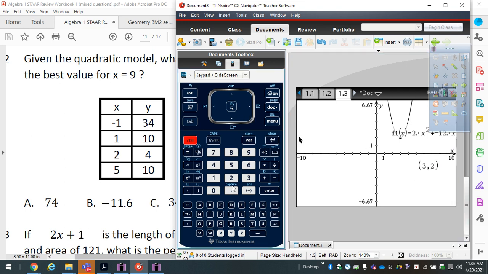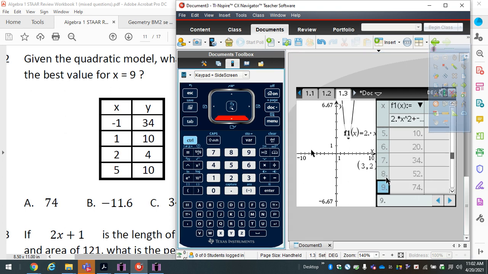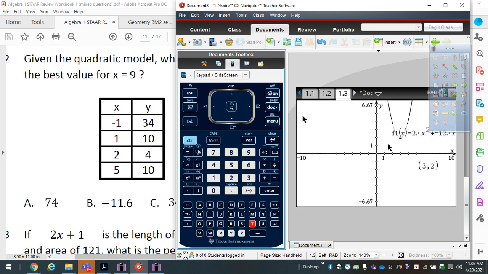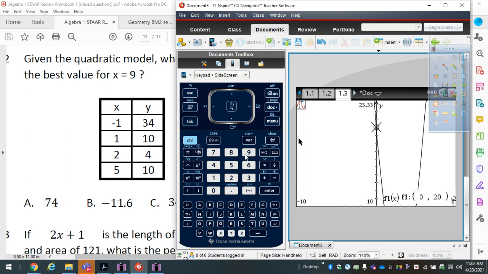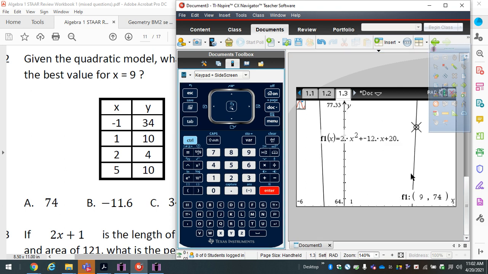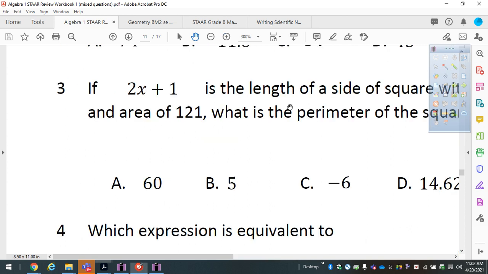So yeah, we'll go to Control T. There it is. I'm going to press Control T to get rid of it. What you can do, guys, is go to menu, trace, graph trace, and just type in when x is 9. See, x equals 9, and see, there it is. Okay.